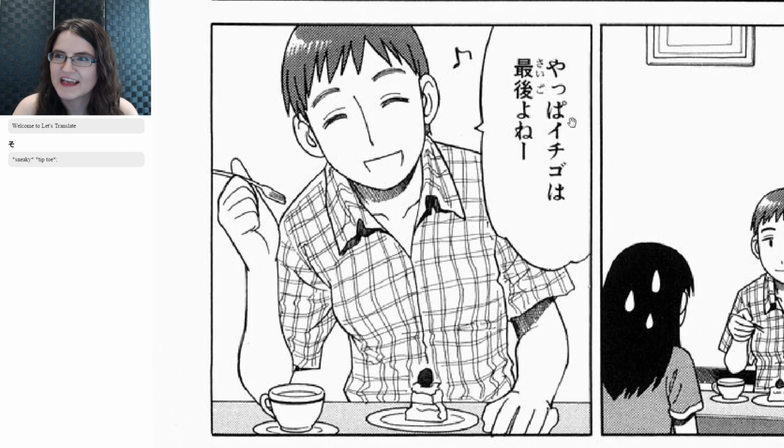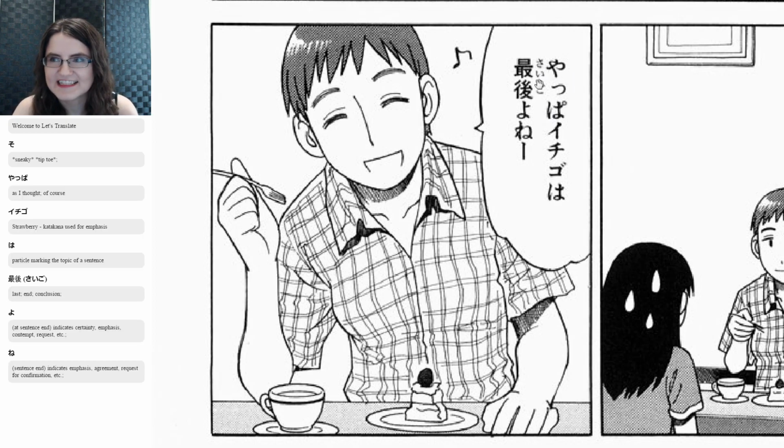She's all, "Yappa, ichigo wa saigo yo ne." So this is "as I thought." Then ichigo means strawberry. It is in katakana here for emphasis. You would usually use that for loan words from English or France or whatnot. But you can also use it just to add emphasis. It's kind of like bold in English. And then wa makes that the topic, like as for ichigo. Saigo, which means last. And then yo is just exclamation, like literally kind of a verbal exclamation point. And then ne is like a request for agreement, like right, like you always leave your ichigo to last, right?